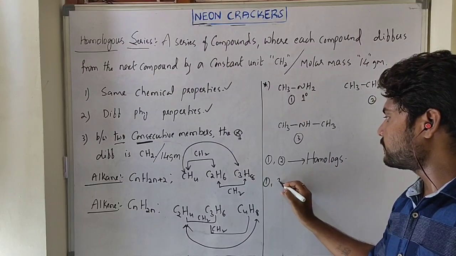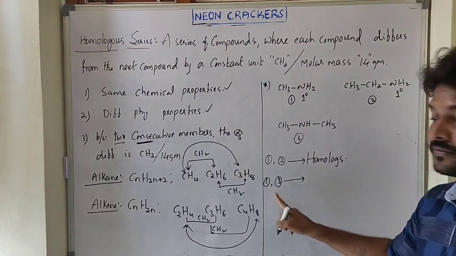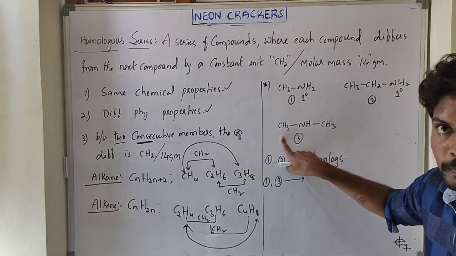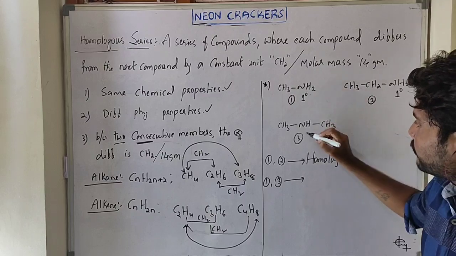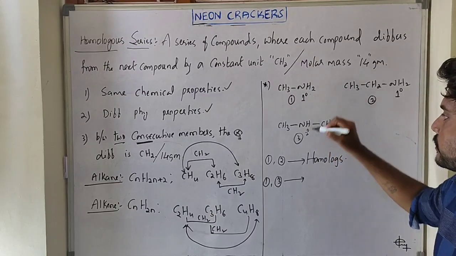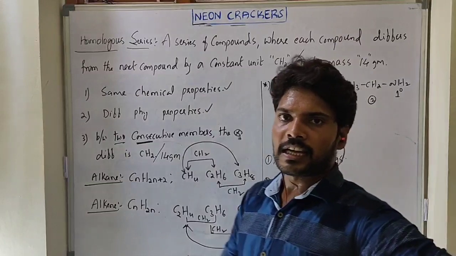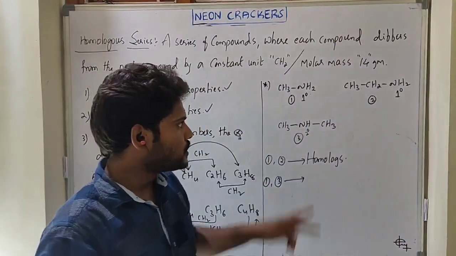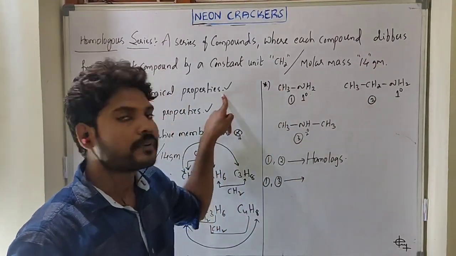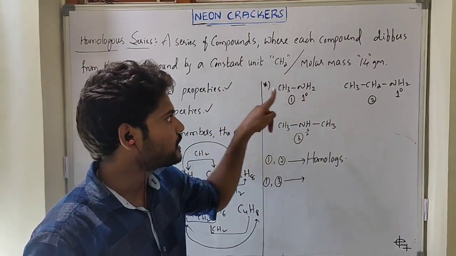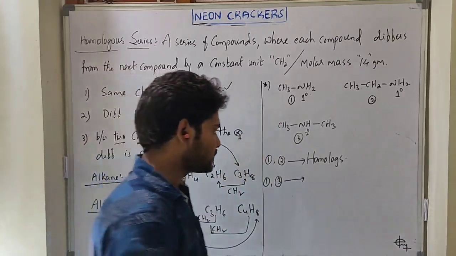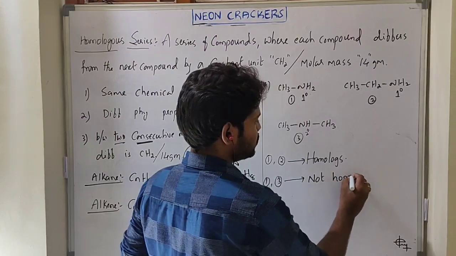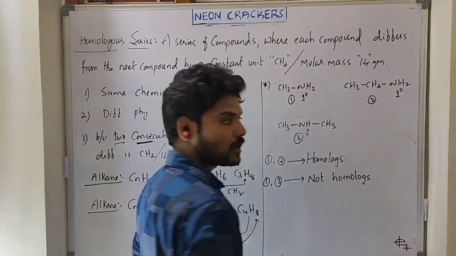And what about 1 and 3? This is very, very important. Here also, from here to here the difference is CH2. But what is the amine degree here? Primary. What is the amine degree here? Secondary. So primary to secondary, different chemical properties, like the carbylamine test and mustard oil test in amine compounds, nitrogen compounds. So these two compounds have different chemical properties. That's why these two do not belong to the homologous series. These two are not homologs.